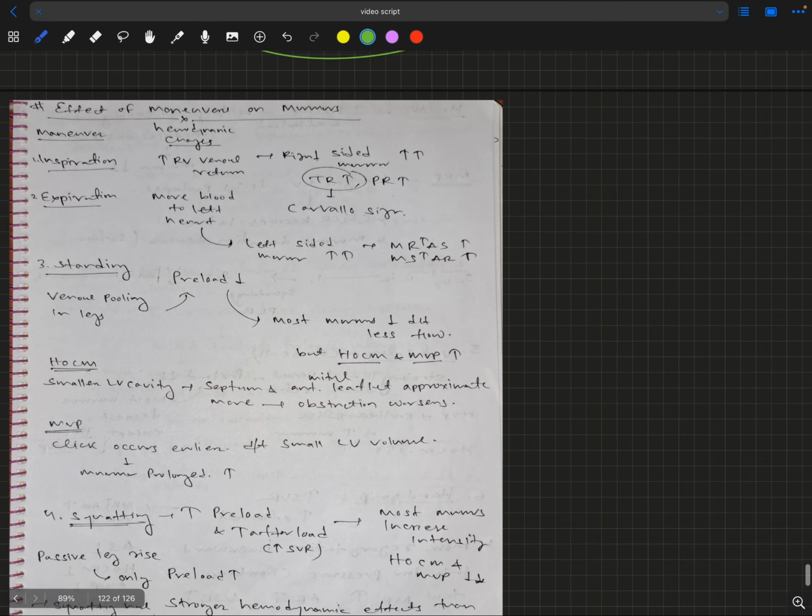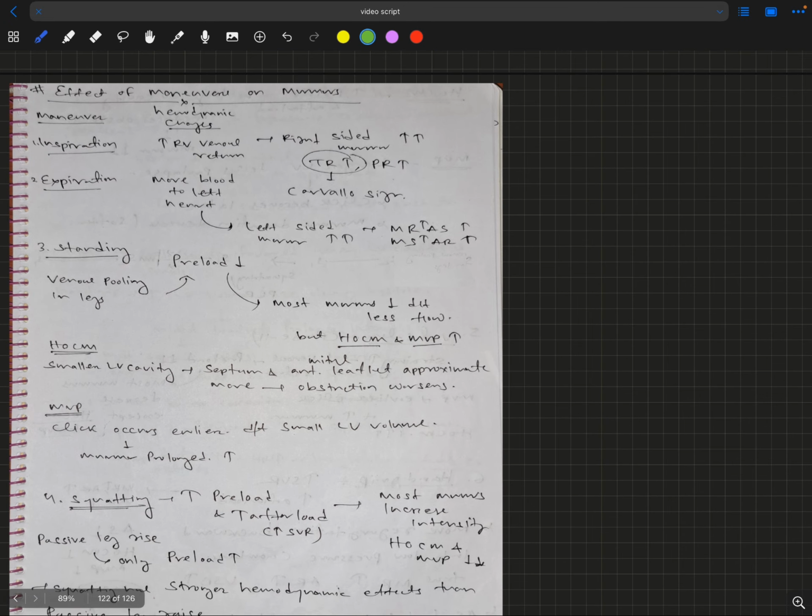So now let us discuss the various maneuvers or dynamic auscultation. The first maneuver is inspiration. On inspiration, there will be increased venous return to the right ventricle. There will be an increase in intensity of right-sided murmurs like TR and PR. An increase in TR murmur with inspiration is called Carvallo sign. On expiration, more blood goes to the left side of the heart. So left-sided murmur intensity will increase on expiration: MS, MR, AS, AR intensity will increase on expiration.